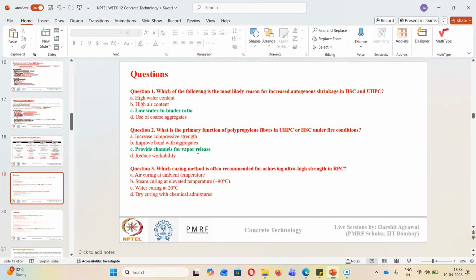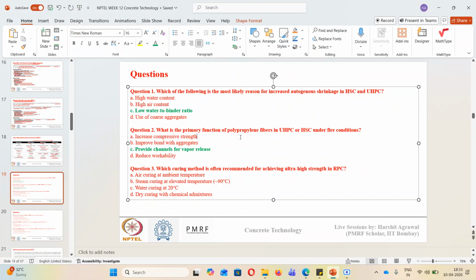As these fibers melt, they provide a path for the vapors and steam to move, which reduces the risk of spalling. Question number 3. Which curing method is often recommended for achieving high strength in a reactive powder concrete?